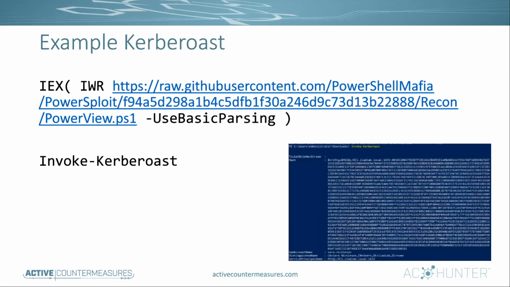So moving on from that, we can look at the Kerberoast attack. One easy way to pull this off is to pull down PowerView from the PowerSploit project and then simply run Invoke-Kerberoast. What this is going to do is see all the accounts that are out there that have SPNs associated with them, and it's going to try to request tickets for those accounts, and it'll give you the hashes that you can crack offline.